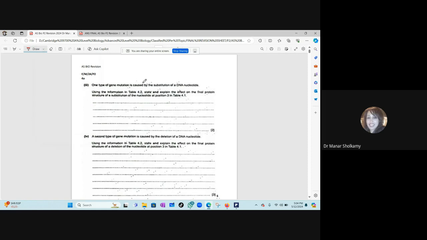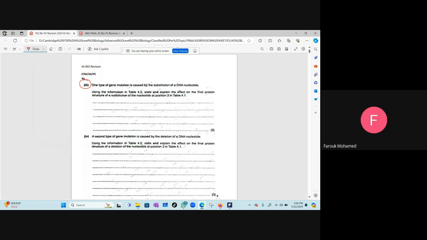Using the information in the table, regardless of what the table is, explain the effect on the final protein structure of a substitution of the nucleotide at position 3. I added this question so that we revise the mutations, the type of mutations, and specifically the substitution mutation. What happens in a substitution mutation, Farouk?